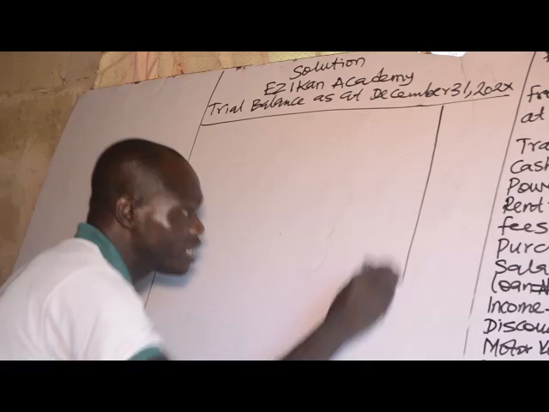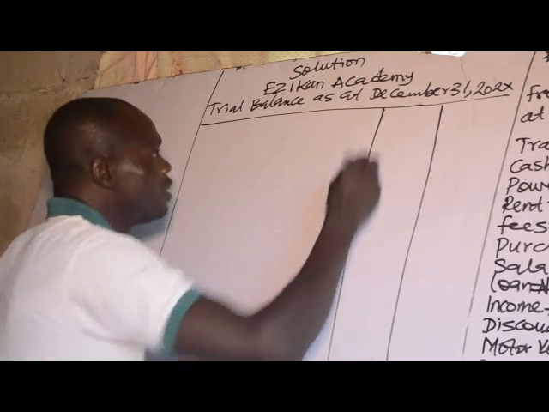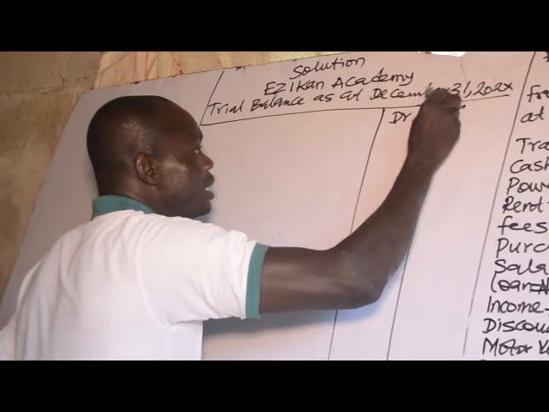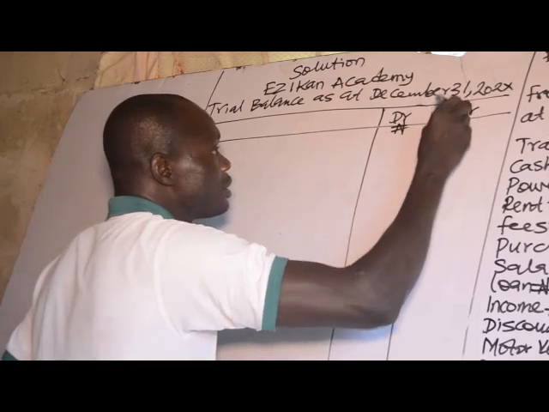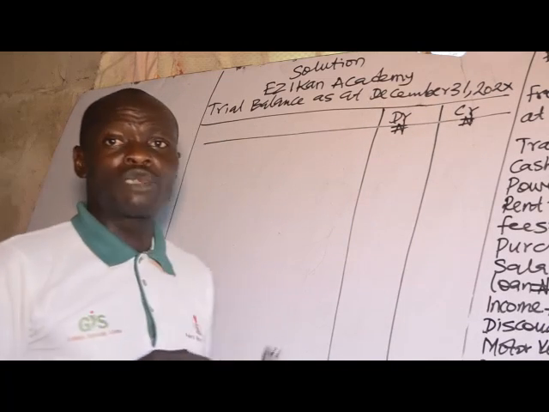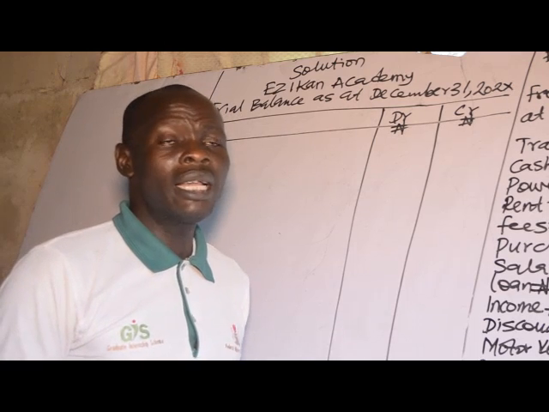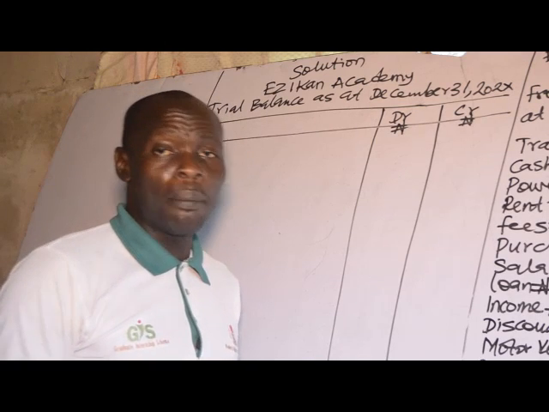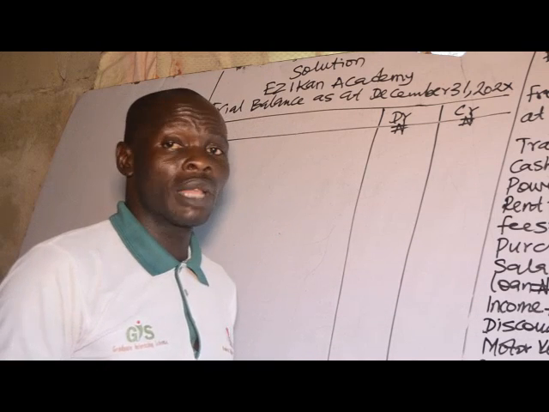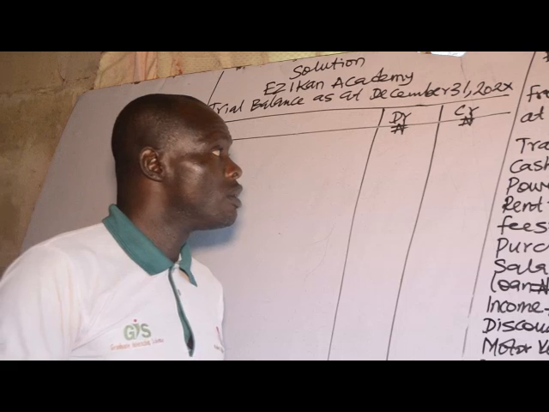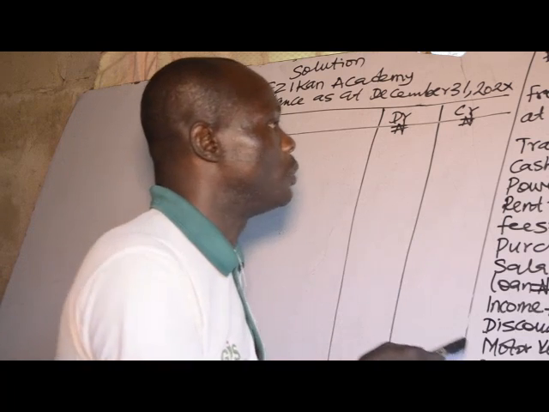So in the trial balance, we are going to have the debit side and credit side. Amount in naira. Remember, I've told you that all expenses should be debited, while income, liability, and equity should be credited. Assets should be debited as well. Expenses and assets should be debited, while income, liabilities, and equity should be credited. Now, back to the question.